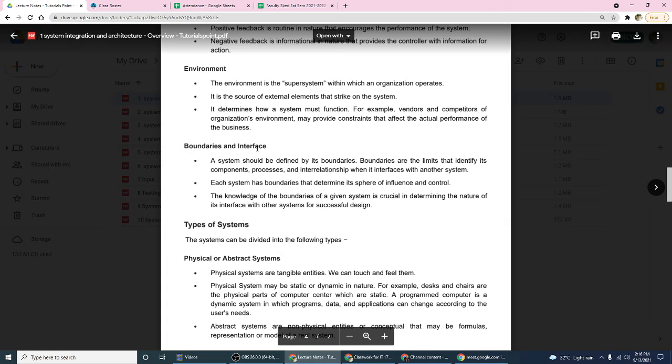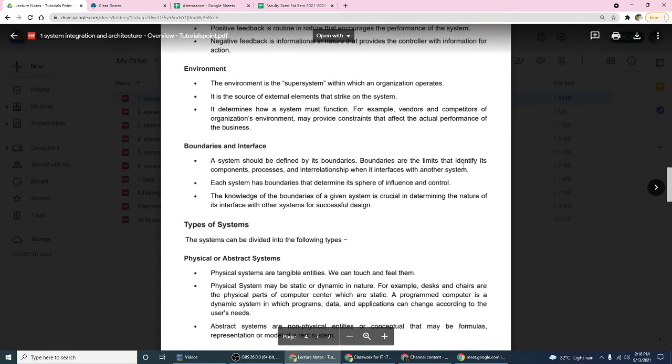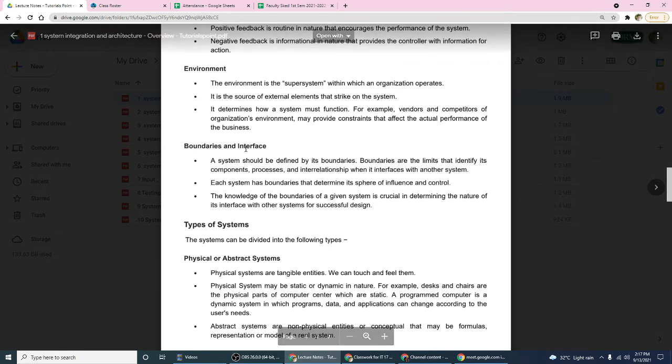Not only that, it also limits the components, processes, and interrelationships. There are some components or processes that are not available to everyone. There are some processes or components that are only accessible by a specific function. So that is the boundaries and interfaces.